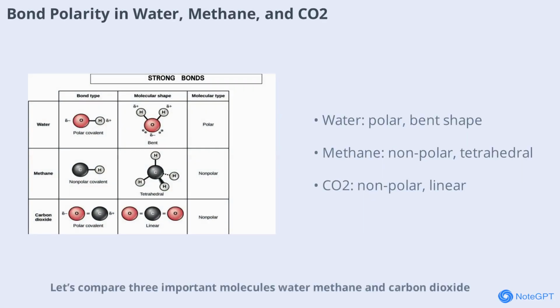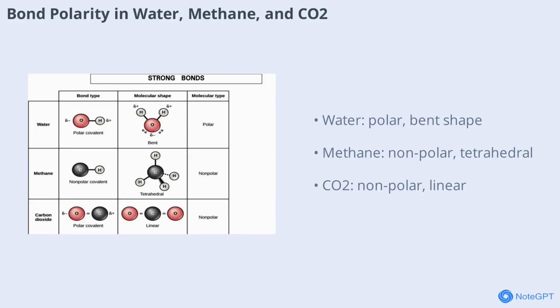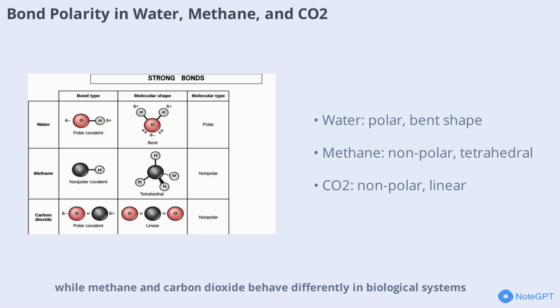Let's compare three important molecules: water, methane, and carbon dioxide. Water has polar covalent bonds and a bent shape, making it a polar molecule. Methane, with nonpolar covalent bonds and a tetrahedral shape, is nonpolar. Carbon dioxide has polar covalent bonds, but its linear shape causes the dipoles to cancel out, resulting in a nonpolar molecule. These differences in bond polarity and molecular shape explain why water is an excellent solvent, while methane and carbon dioxide behave differently in biological systems.